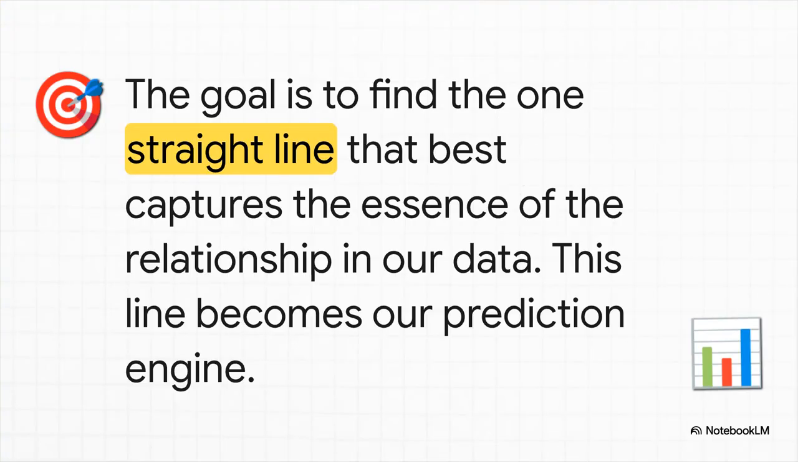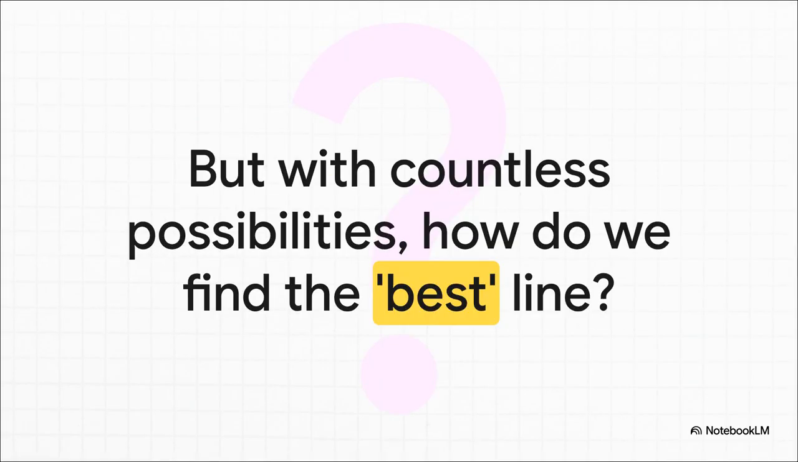Our mission, should we choose to accept it, is to find the one straight line that best slices through all our data points. This line is going to become our prediction machine. But just look at all those points. I mean, you could draw a nearly infinite number of lines through them, right? A super steep one, a really flat one that's just kind of tilted. Which one is actually the best one? We can't just guess. We need a consistent, mathematical way to figure it out.